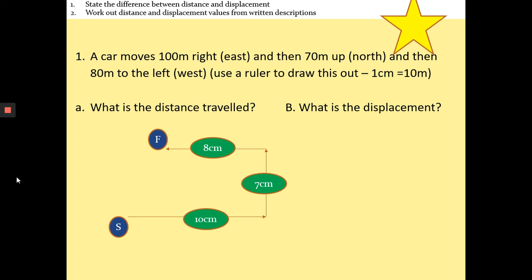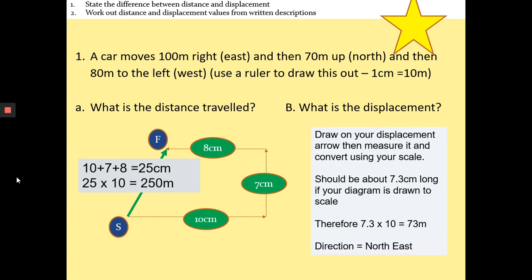Really, we just need to look at the question and add the 100, the 70 and the 80 meters together. Or we can use the units on our diagram and scale it up. Either way, they both come out to 250 meters. But what about that displacement? So remember, the displacement is that straight line from the start to finish point. So I've drawn it on the diagram.